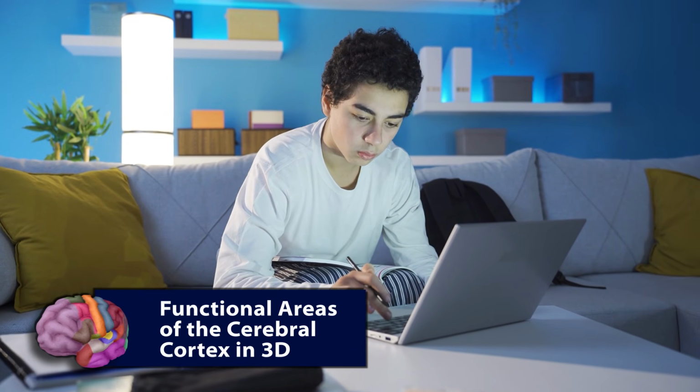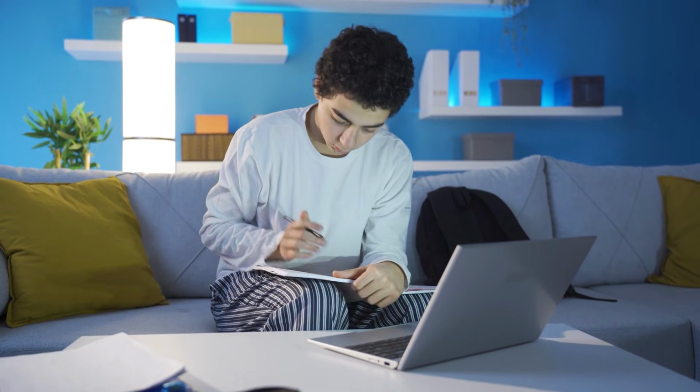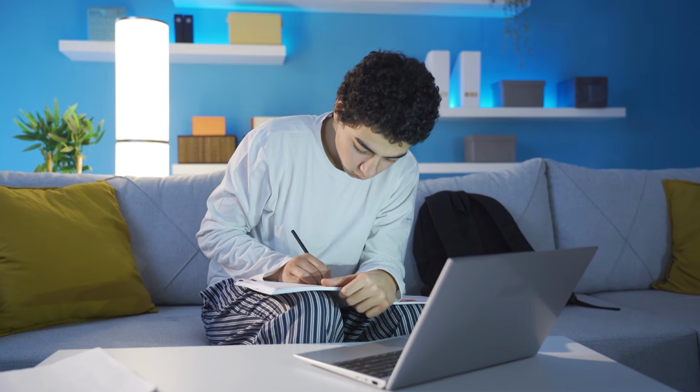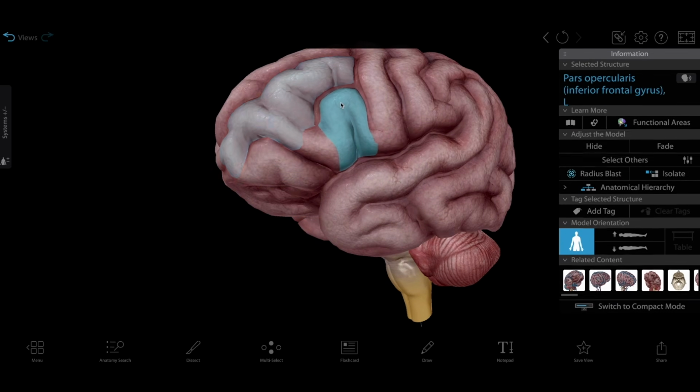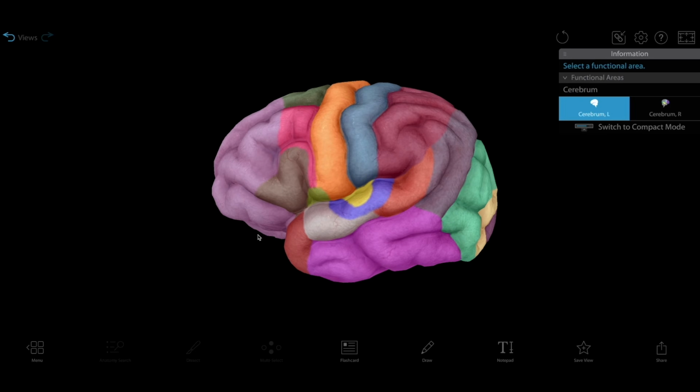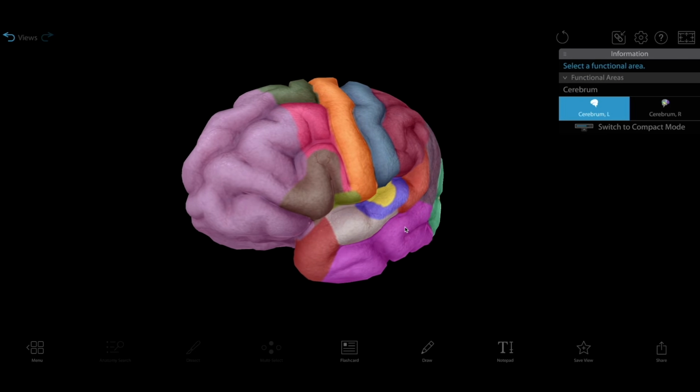Neuroanatomy is a tough topic, but Visible Body has the interactive resources you need to study it without making your brain hurt. In this video, we'll show you how to use the functional regions of the cerebral cortex 3D model to explore all the amazing things the brain can do.